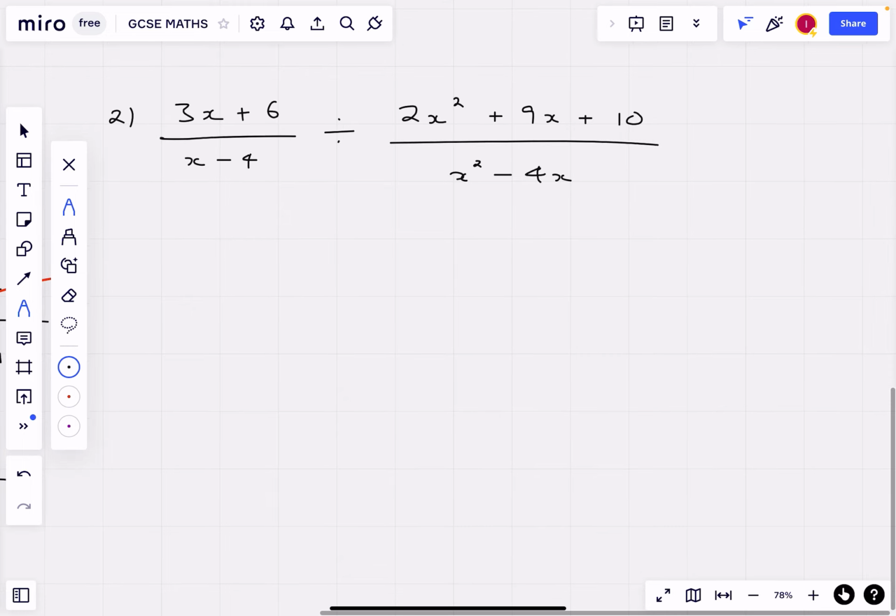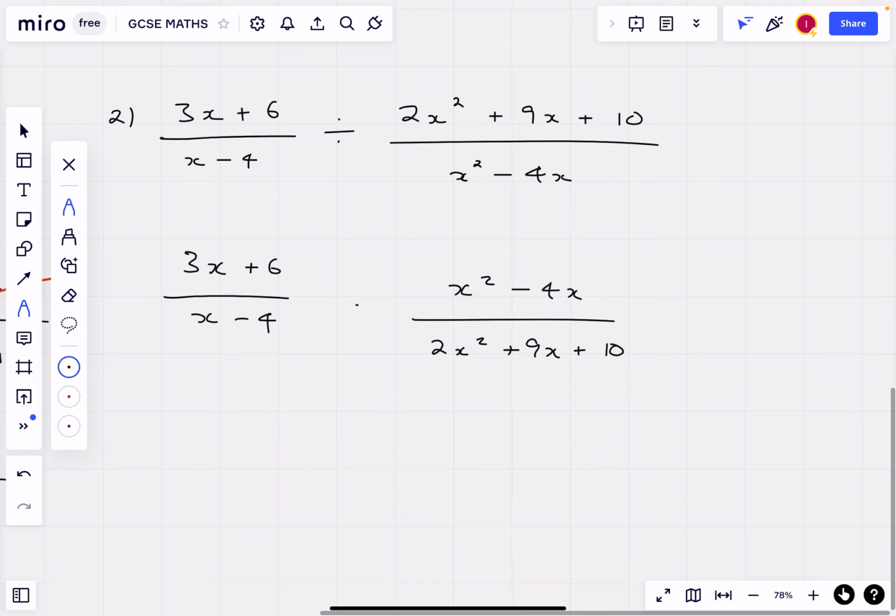Question 2. In this case, you've got one set of fractions divided by another set of fractions. And when we divide fractions, what do we do? We take the one on the right, or whichever one really, but usually the way I always do it is I take the fraction on the right and I flip it upside down. So 3x plus 6 over x minus 4, and then x squared minus 4x over 2x squared plus 9x plus 10.